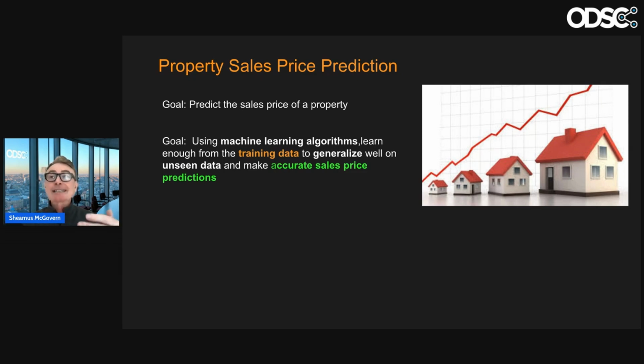And of course, you can extrapolate this property sales prediction to many other use cases, right? Anywhere we have similar tabular data, we have a similar feature or set of target features you want to predict.